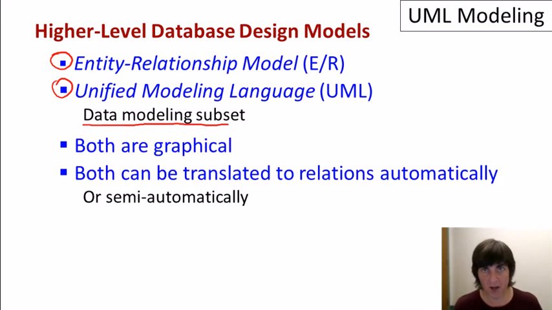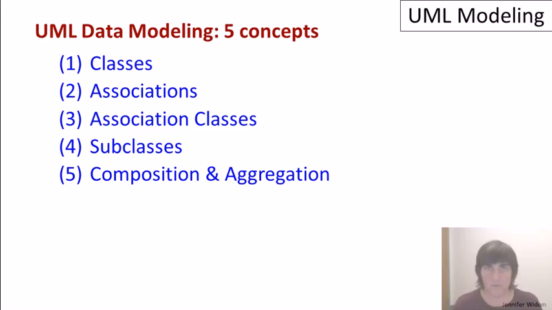Both of these design models are fundamentally graphical, so in designing a database, the user will draw boxes and arrows, perhaps other shapes. And also, both of them can be translated generally automatically into relations. Sometimes there might be a little human intervention in the translation process, but often that's not necessary. In the data modeling subset of UML, there are 5 basic concepts: classes, associations, association classes, subclasses, and composition and aggregation. We're just going to go through each one of those concepts in turn with examples.